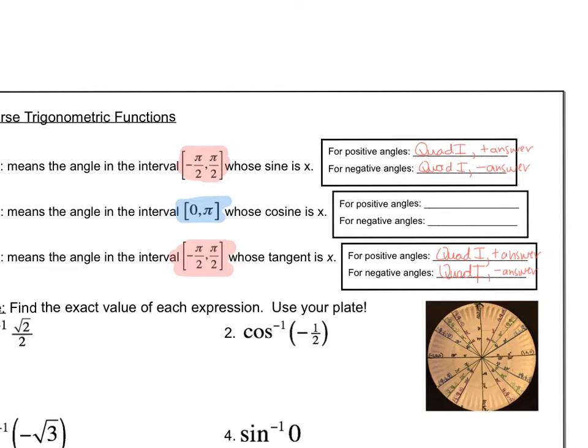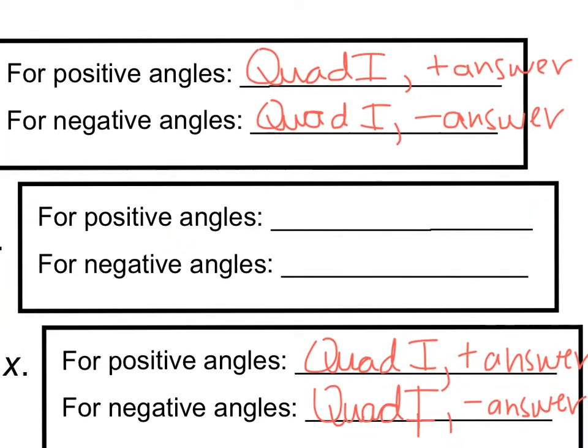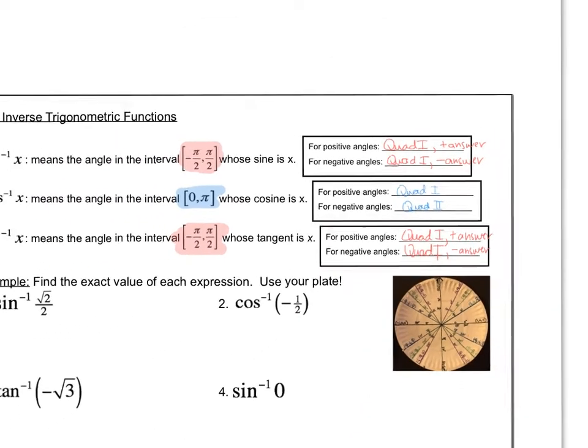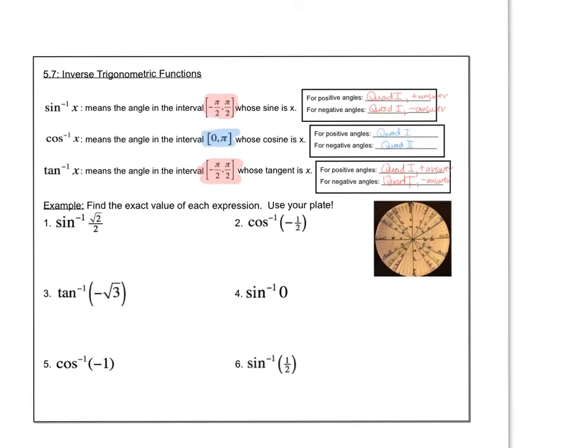So if it's a positive value, we would look in quadrant 1 because cosine's positive in quadrant 1. And if it's negative, it would have an angle in quadrant 2. So you'll look in quadrant 2 and you'll just give the answer right off the plate. You don't have to think outside the plate for cosine.